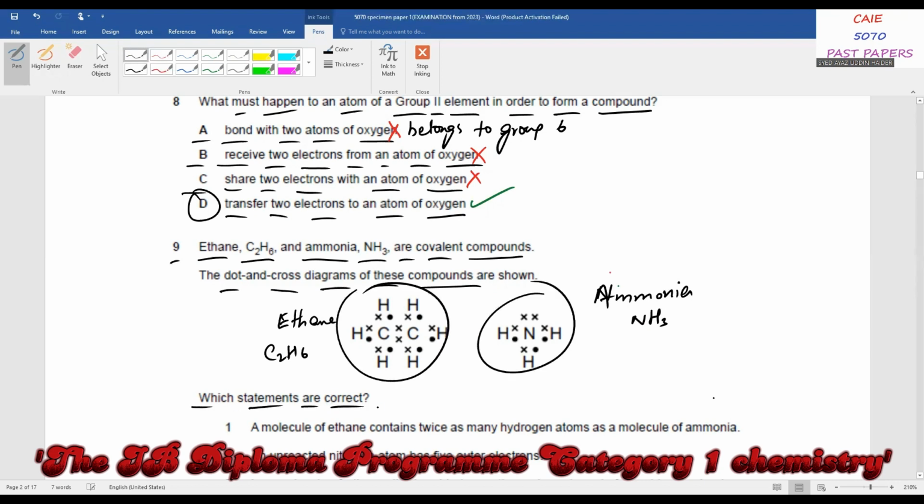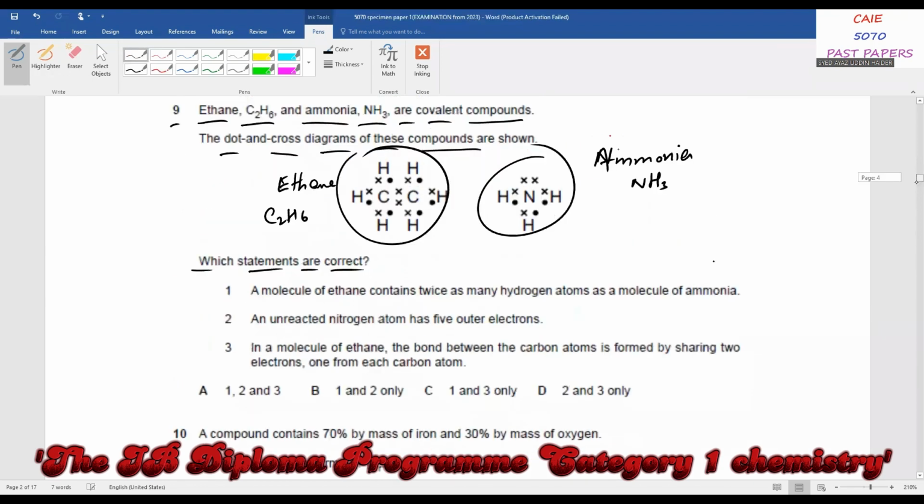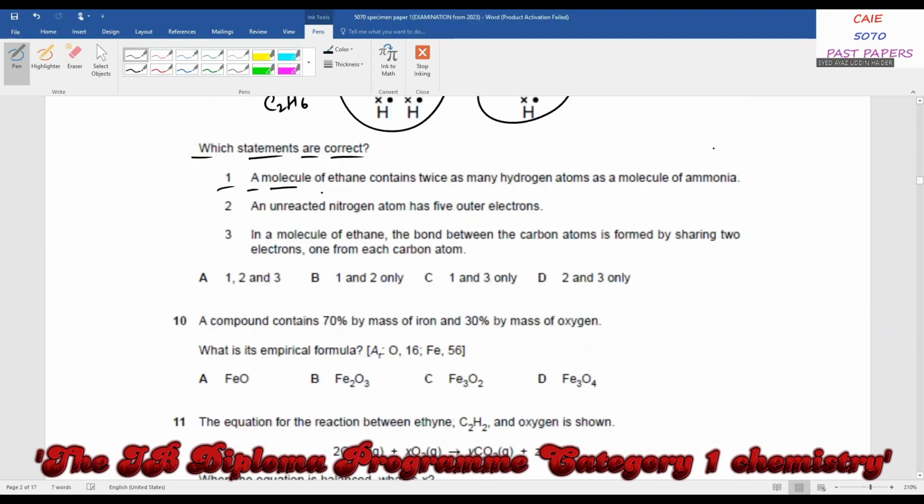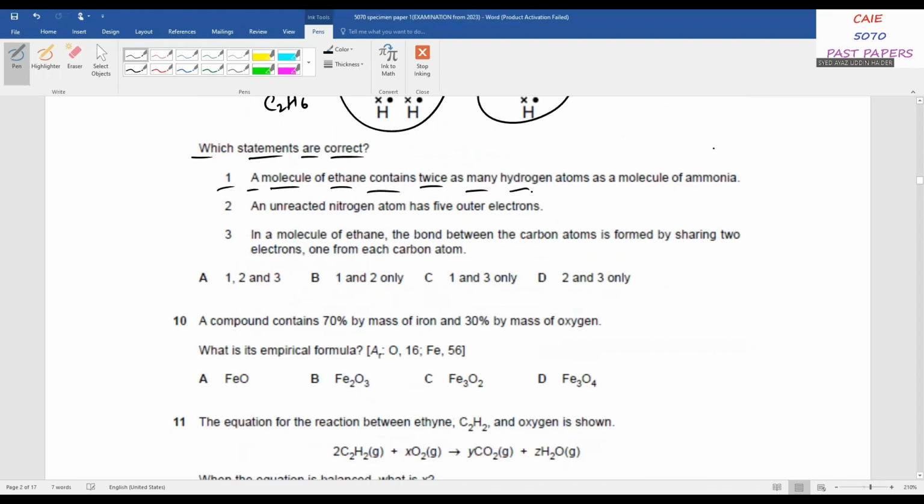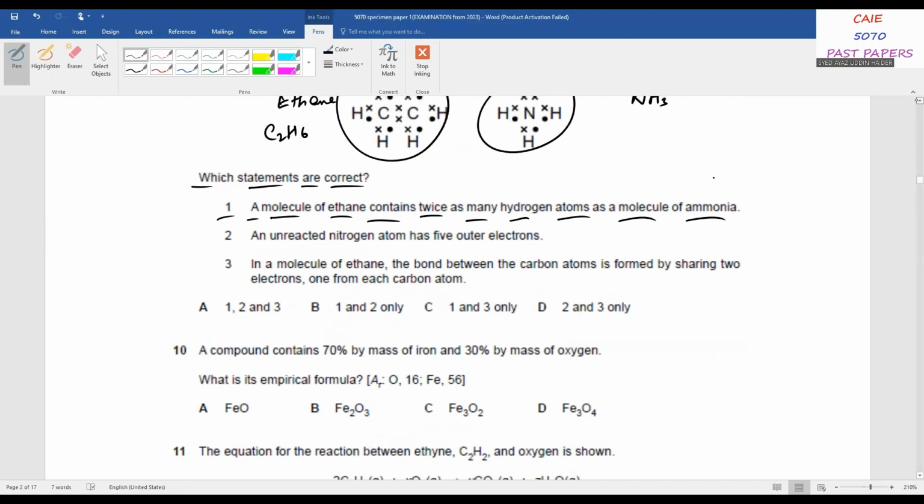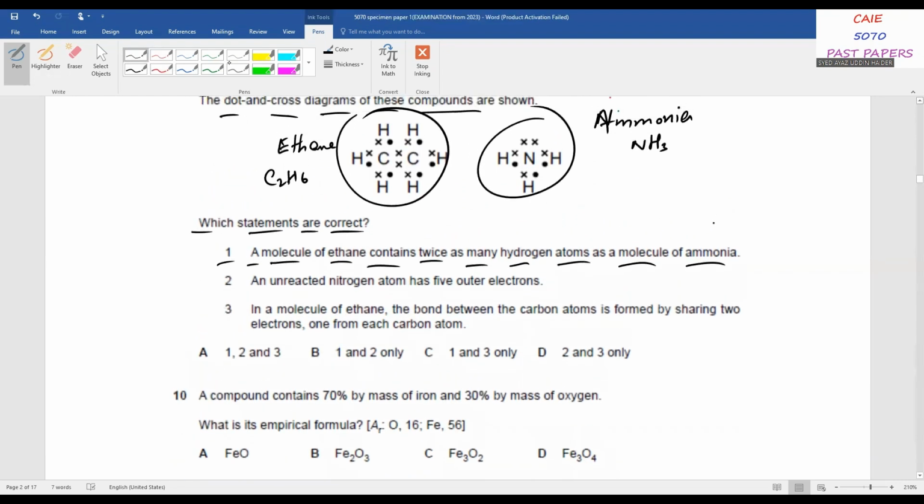Which statements are correct? Now I'm reading the statements for you. Number 1, a molecule of ethane contains twice as many hydrogen atoms as a molecule of ammonia. If you look at the hydrogen atoms in ethane, they are twice. So this statement is correct. Statement number 2, an unreacted nitrogen atom has 5 outer electrons. Nitrogen belongs to group 5. So it means it must have 5 valence electrons. So this statement is also correct.